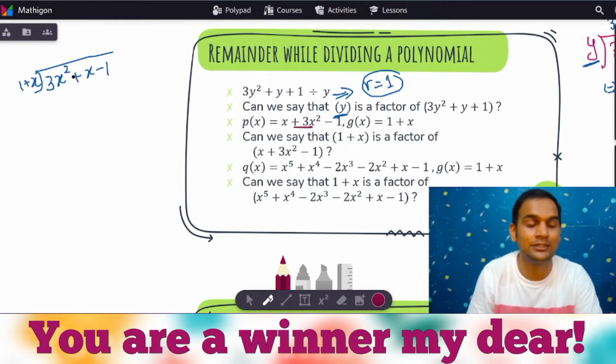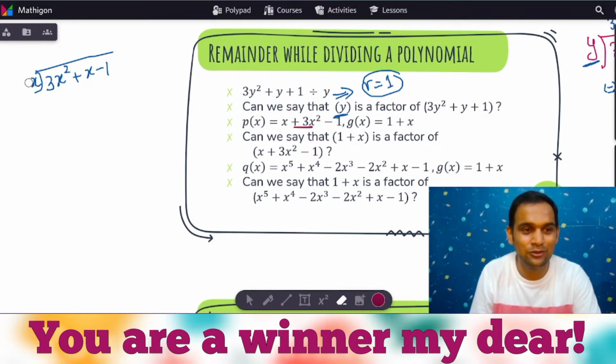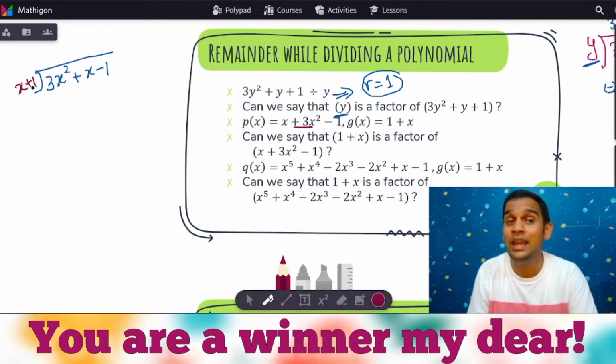I hope that makes sense. Let's get going. So I'll make this x plus 1 also in standard form. Let's work in standard form. So 1 plus x is nothing but x plus 1. Now once again, how many terms in the divisor? 2 terms. So we will consider 2 terms at one time from the dividend.